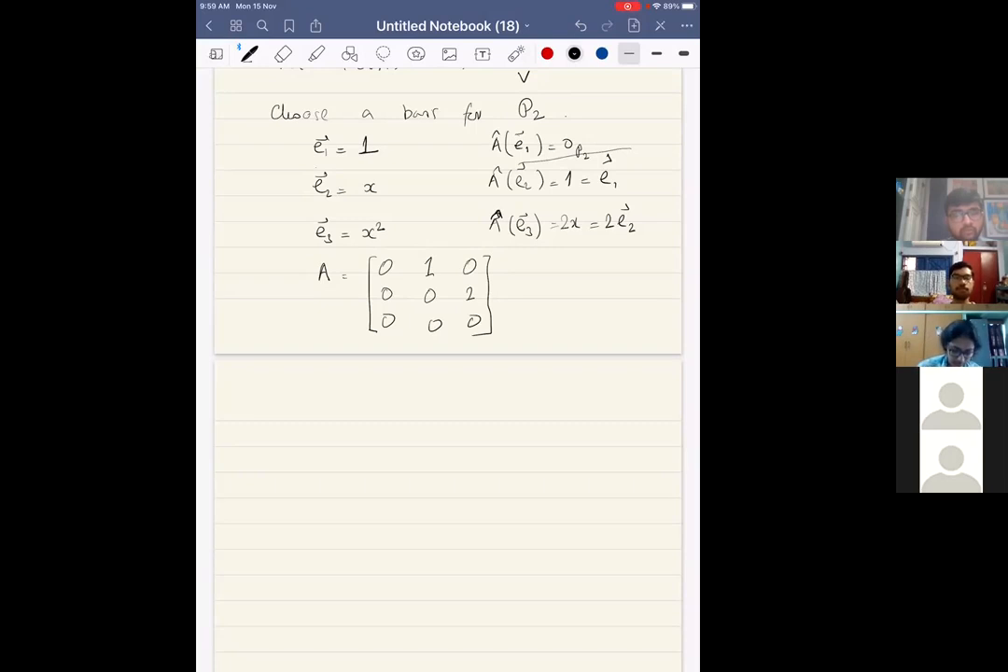And now if you compute its determinant, you can do an expansion by minors of the first column. It's 0 times something plus 0 times something plus 0 times something. So det of A is 0, which proves that det V of A hat is 0.